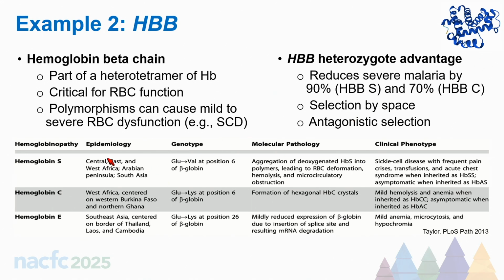So again, here, an example of selection by space. You can see 3 different regions. And you can see also now an example of what we call antagonistic selection, because on the one hand, the heterozygote state, having a wild-type allele and a mutated allele, gives you an advantage in terms of protection against a pretty bad infectious disease, but at the same time, it increases the chance that you're going to have some issues with the normal function of the protein.